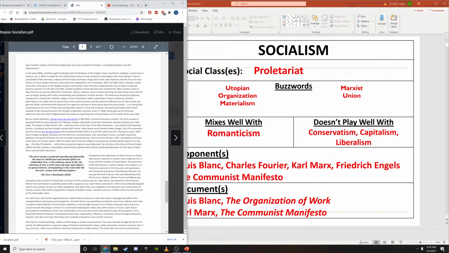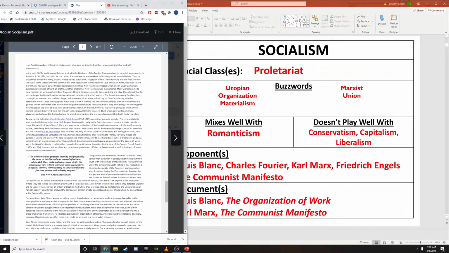Duc de Saint-Simon was of ancient noble lineage. One of his ancestors was the famous Duc de Saint-Simon, who recorded the daily affairs of court life under Louis XIV. During his career, Saint-Simon fought alongside Lafayette and the American revolutionaries, and returning to France, narrowly missed the guillotine. During the Directory, he rose to wealth and prominence, only to lose his fortune, suffer a breakdown, and pass some time in an insane asylum.